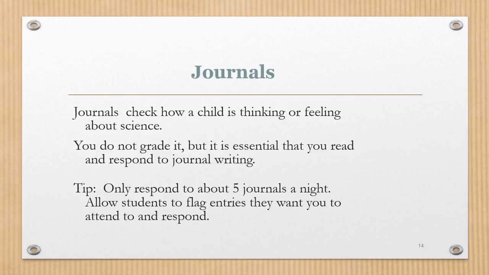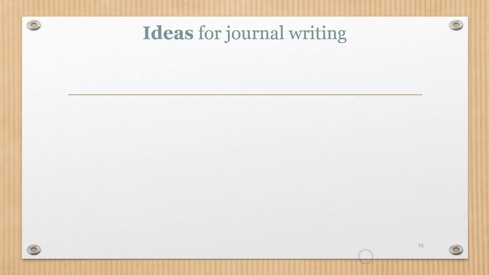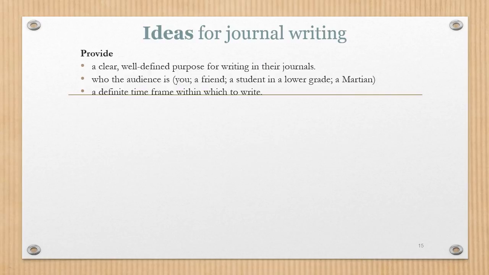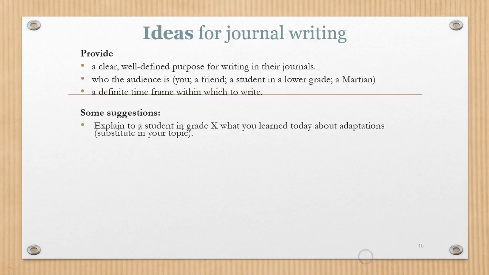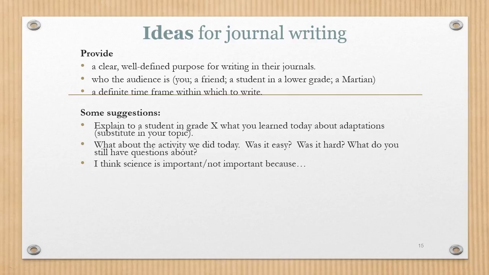So what would these prompts look like for them to write in their journal? Ideas would be to provide a clear, well-defined purpose for writing in their journals, and who the audience is. Are they writing to you, the teacher, to a friend, to a student in the lower grade, or you could even make it fun and have them write to a Martian, and you're giving them a definite time frame within which to write. Here are some suggestions.